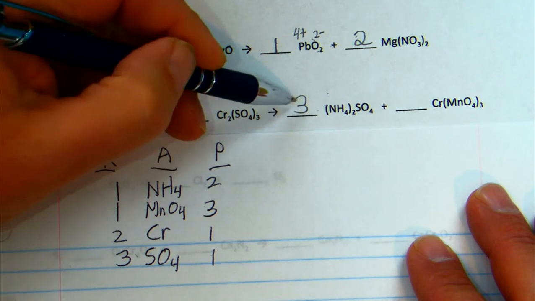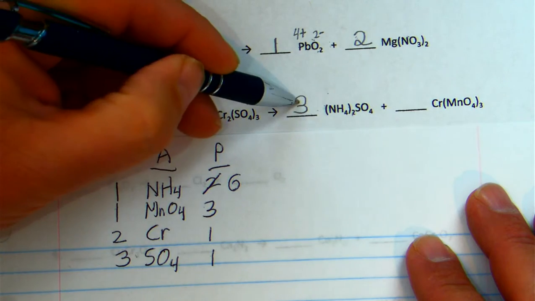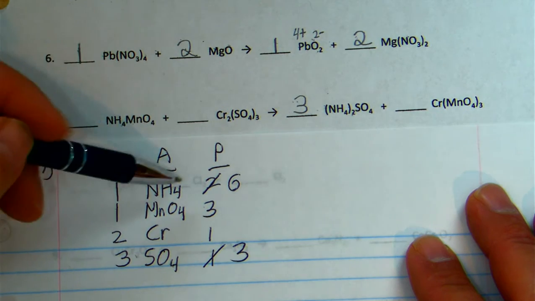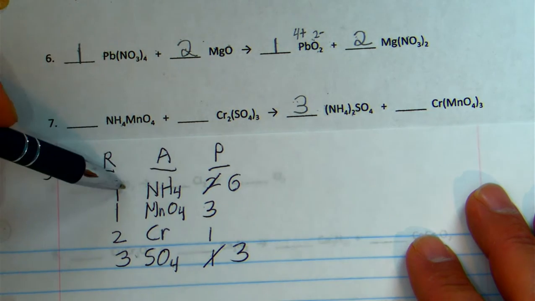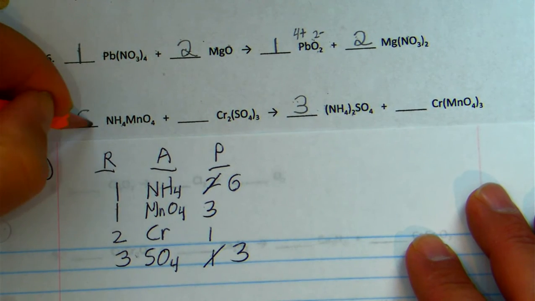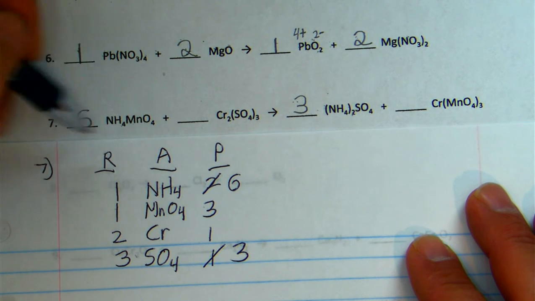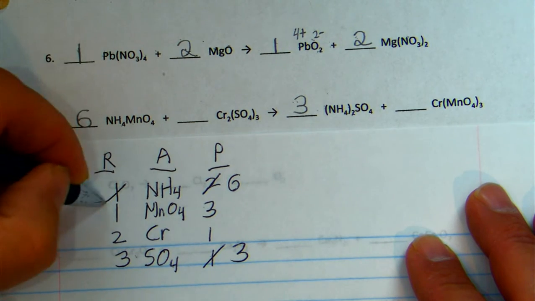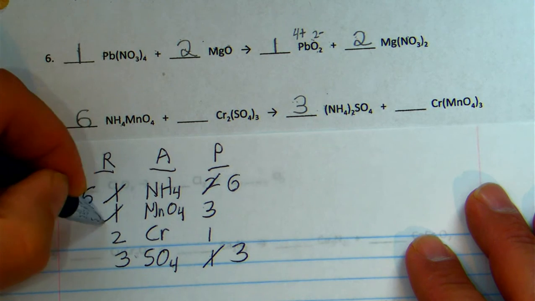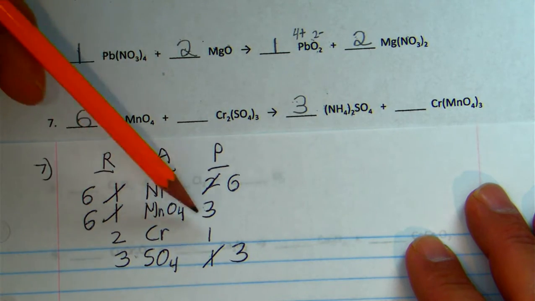And on the right, that means I have 3 times 2 is 6 ammoniums on the right now. 3 sulfates on the right. How about if I increase the ammoniums on the left by a factor of 6? Wow. So 6 is my new coefficient for the ammonium permanganate. Updating my rap sheet, I now have 6 ammoniums on the left and 6 permanganates on the left. I need more permanganates on the right. I need to double them.